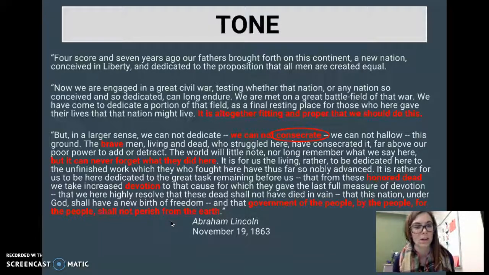All right, so that's our overview of SOAPSTone. Your next step is to take this information we've learned and apply it to the closing statement by Atticus Finch that I've pulled out as an example for you before we start writing our own. Okay, let me know if you have questions.